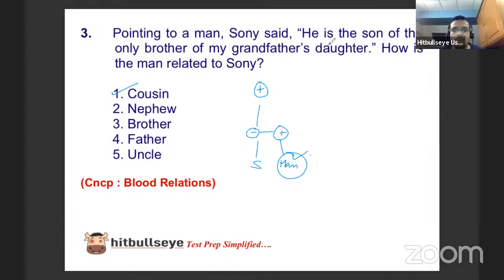It's all the English to diagram conversion which makes it confusing. This lady is the mother of Sony and has an only brother, grandfather's daughter, only brother, this man. Clear, everybody? This is 100% right now. Any doubts or any questions on this one? Else we can go to the next topic. Please confirm in the chat window. Clear, everyone? All right.